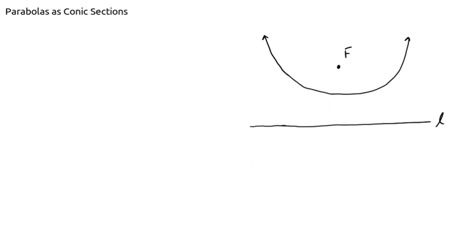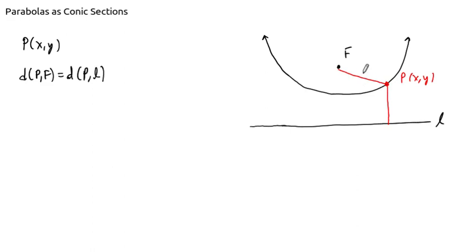Let's derive the formula for a parabola as defined in the notes as a conic section. So we said in the notes that the parabola is the set of all points P, where P is (x, y). We're going to try to find a formula for the coordinates of this point (x, y) such that the distance between P and the focus is equal to the distance between P and the line L. If we draw this, we've got that this line segment and this line segment have the same length.